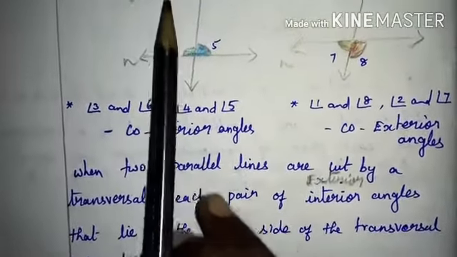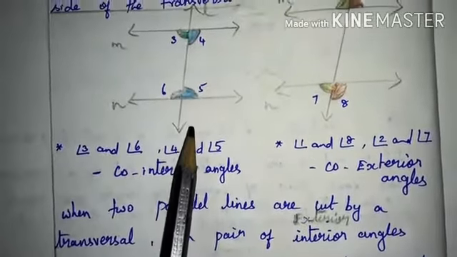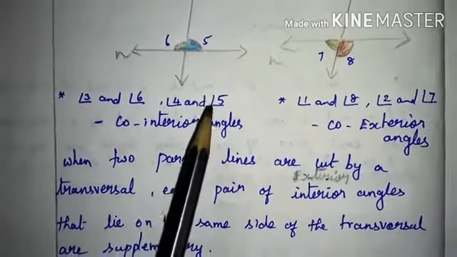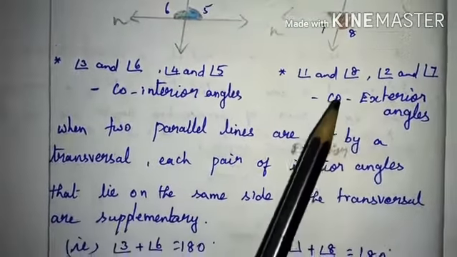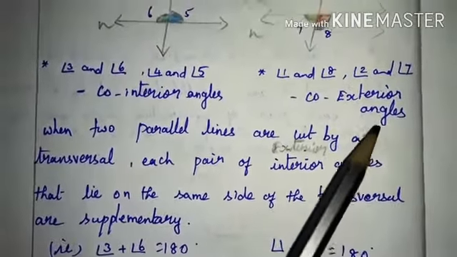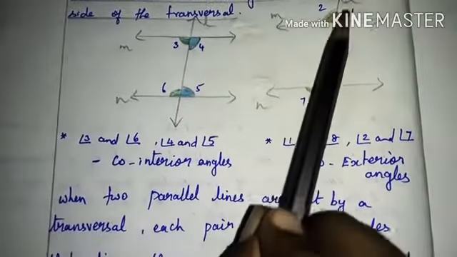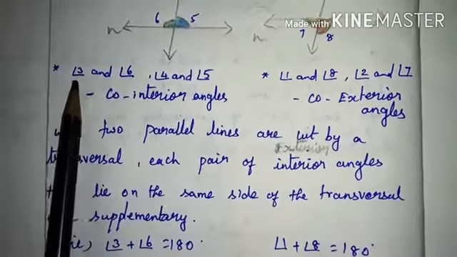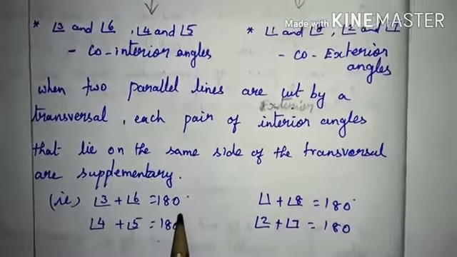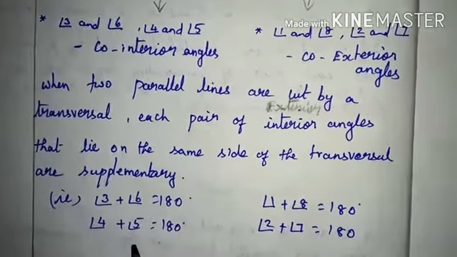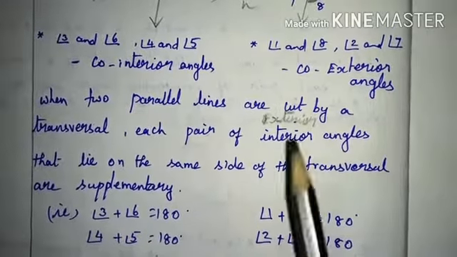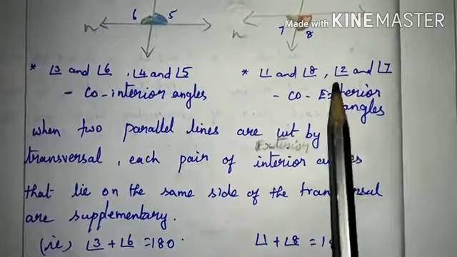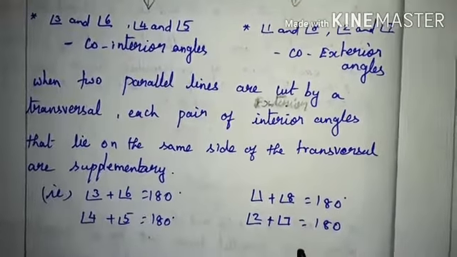In the same way, if M and N are parallel and they are cut by the transversal, then we say that each pair of interior angles is supplementary. Same for the exterior angles. That is, each pair of exterior angles is supplementary if M and N are parallel lines cut by the transversal. Supplementary means the sum of these angles, angle 3 plus angle 6, is equal to 180 degrees. Angle 4 plus angle 5 is equal to 180 degrees. In the same way for exterior angles, angle 1 plus angle 8 is equal to 180 degrees. Angle 2 plus angle 7 is equal to 180 degrees.